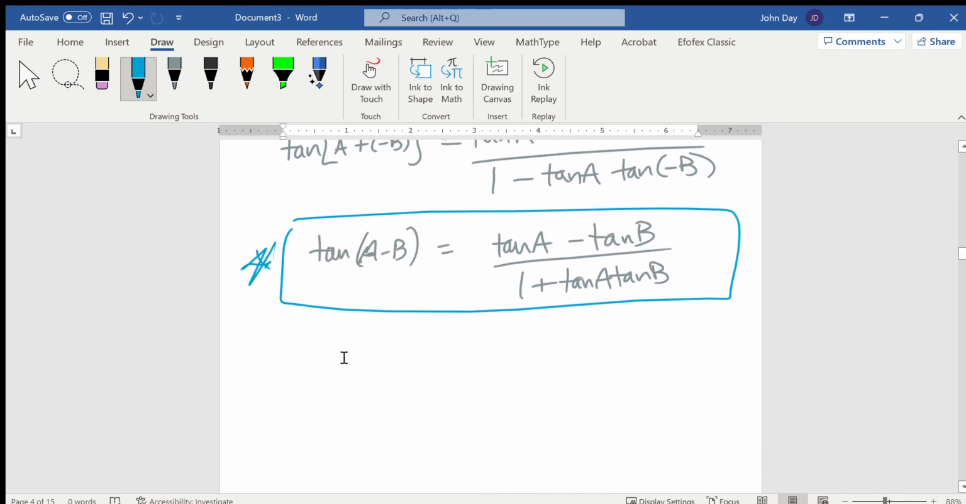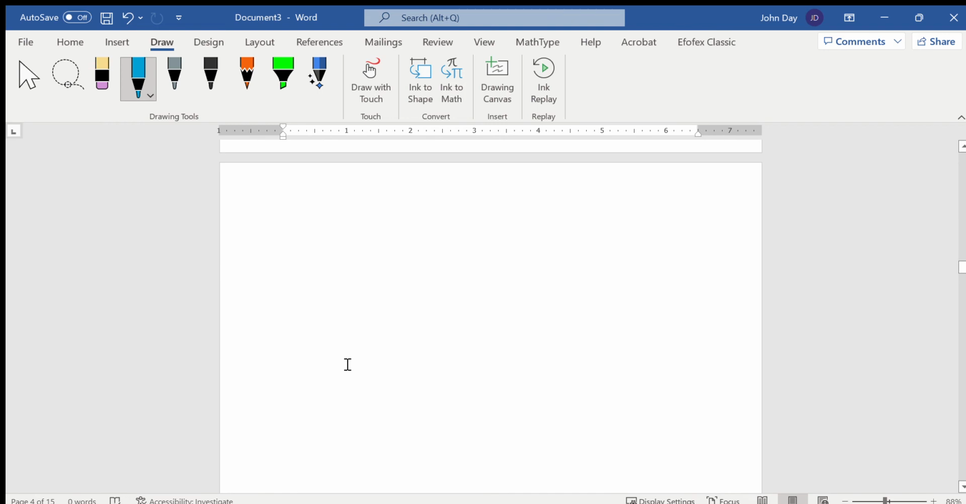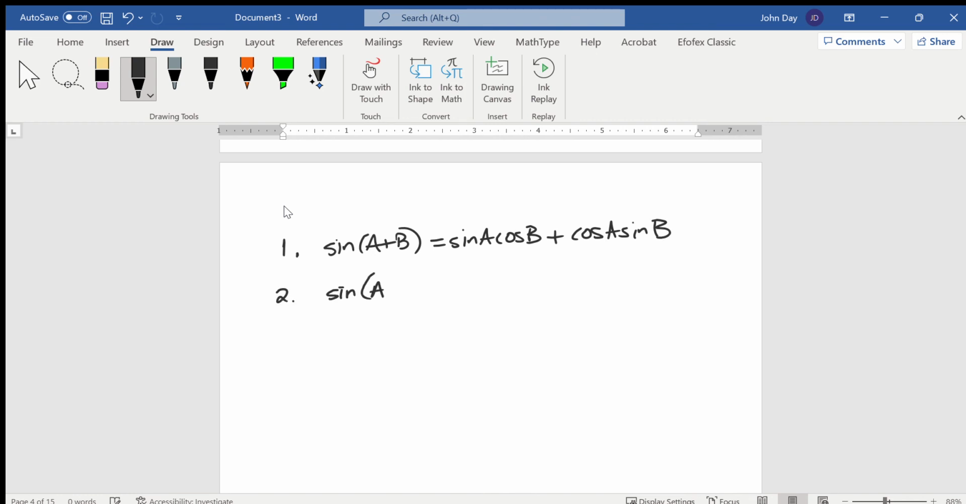So altogether, we get these formulas. I'll give myself enough room to write them down. We get the following formulas. 1, sine of A plus B equals sine A cos B plus cos A sine B. And 2, the same formula, but with the negative, is sine A cos B minus cos A sine B. So they're the sine ones.